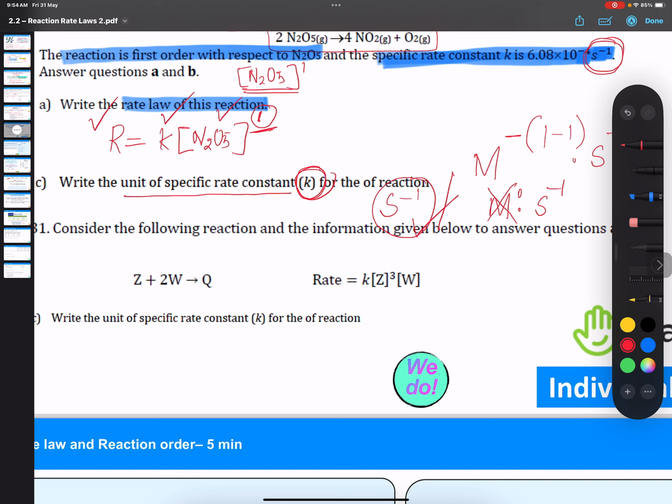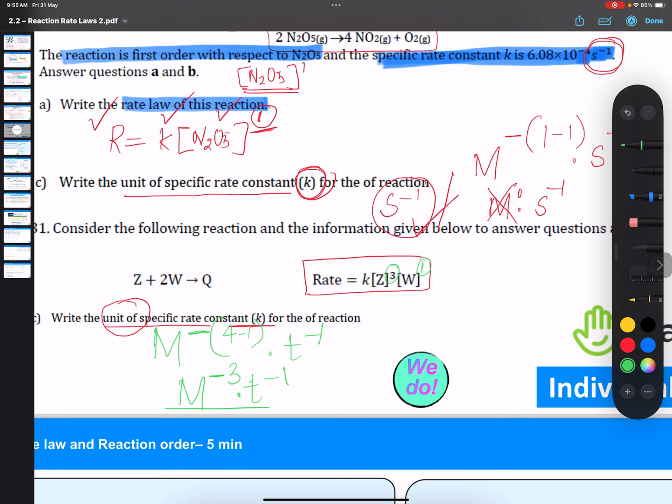Next question is interesting. Consider the following reaction and the information given. Write the unit of k. Now they have given you this expression, but you don't have the value of k. So now you're going to use the formula. The unit of k is M^(1-overall order), with overall order 3 plus 1, that is 4, so 1 minus 4. As we are not sure whether it's second or minute, I'm taking time inverse. So M^(-3) time inverse is the unit.